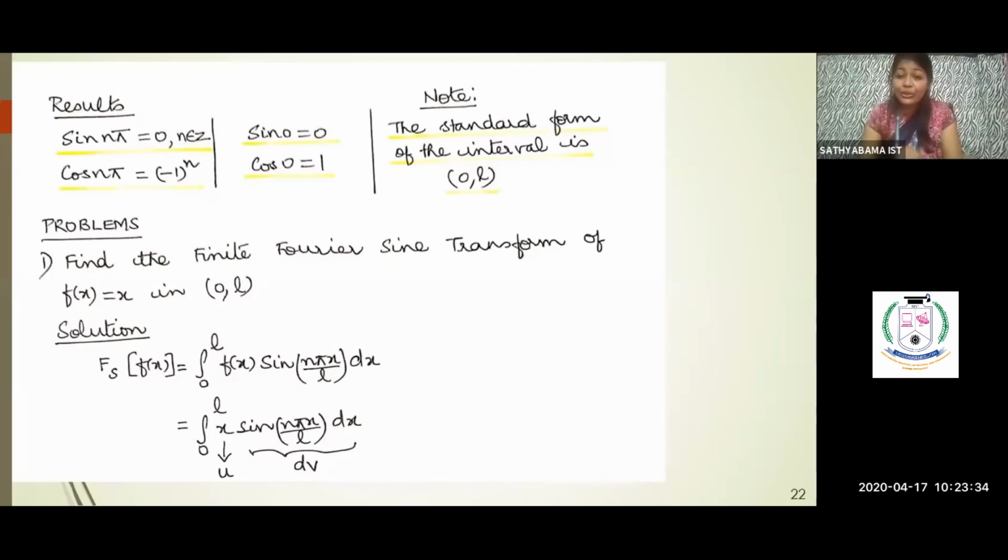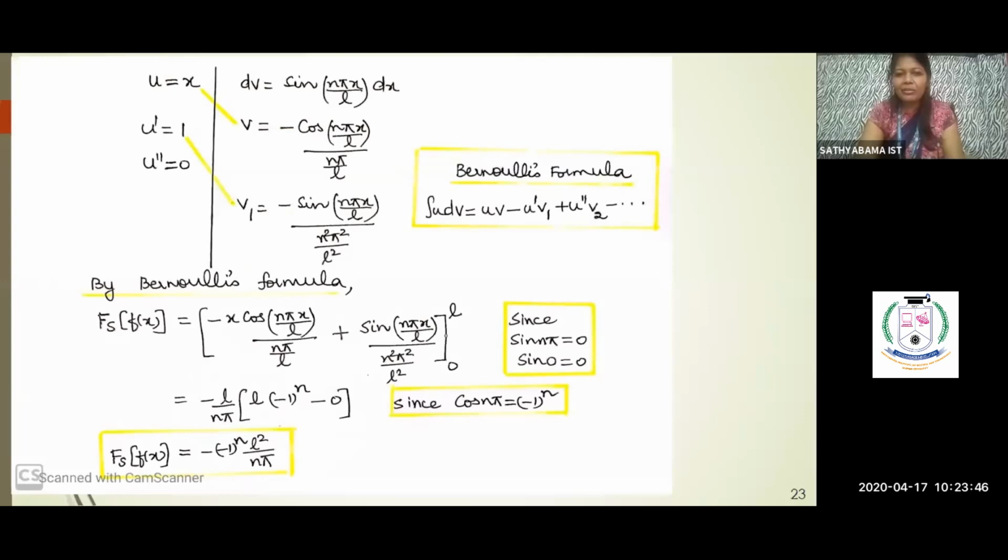Now, what should I take u as? According to ILATE, algebraic comes first before trigonometric. So I will take u as x. The remaining becomes dv. And I will simply go for Bernoulli's formula. According to Bernoulli's formula, what is integral u dv? It is uv minus u dash v1 plus u double dash v2 minus u triple dash v3, etc. So what is u for us?